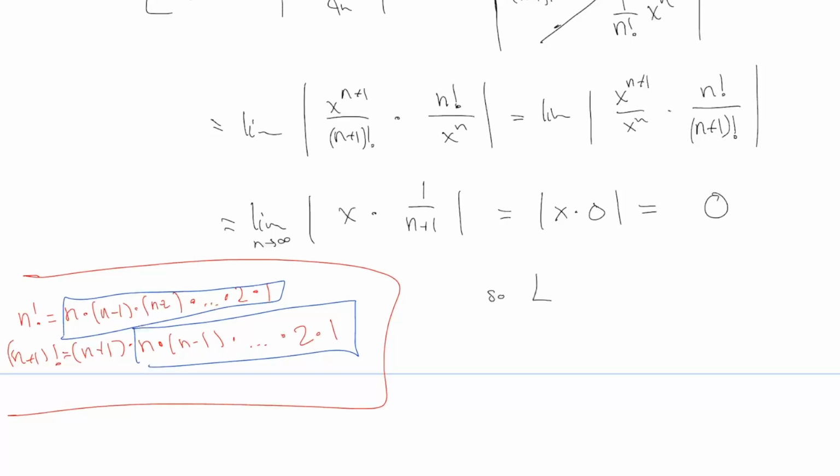I don't think this actually ever happened in our other examples that we did last time, but it is possible that L can be 0. L can never be negative.